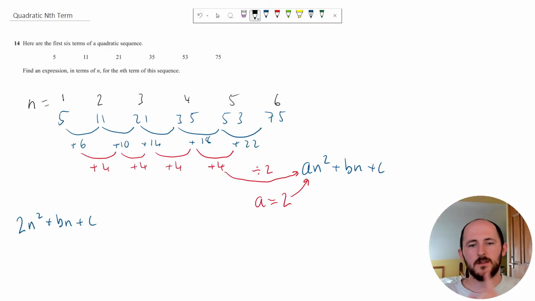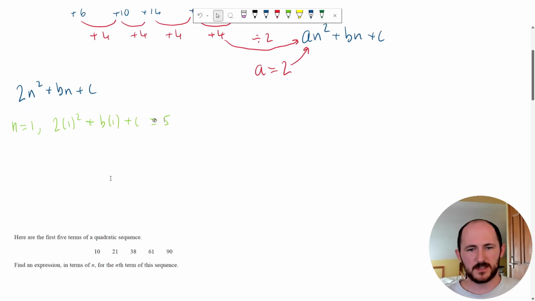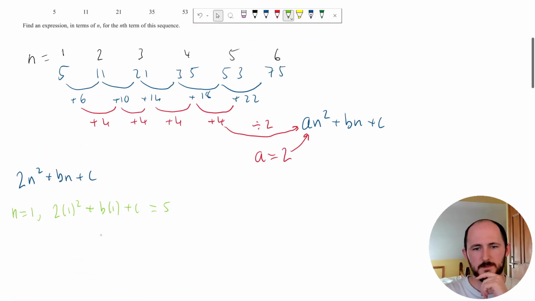So how can we use that to help us? Well, it's exactly what I just said. When n equals 1, we should get an answer of 5. So let's sub that in. We get 2 times 1 squared plus b times 1 plus c equals 5. If we expand that quickly, we get 2 plus b plus c equals 5, which gives us b plus c equals 3. And that's our first equation.